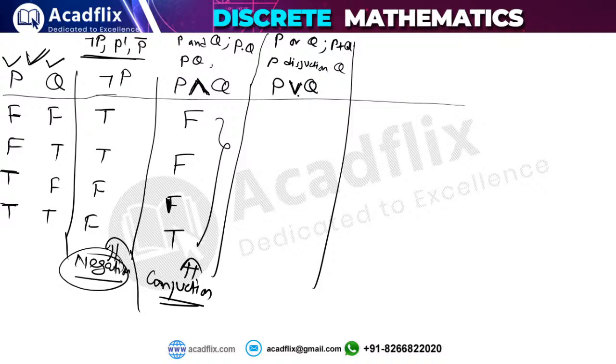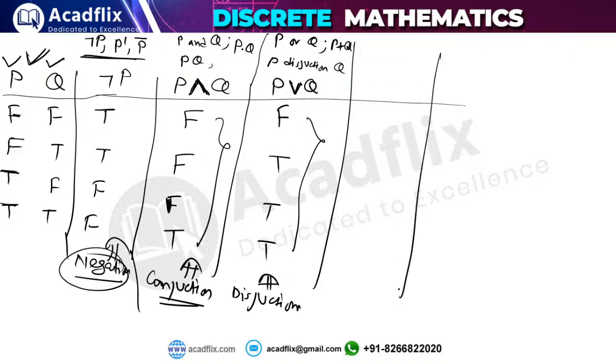This is the symbol for disjunction. It is basically saying p or q, so it will be true if p or q is true. You can see it will be true if at least one of them is true. So it will be true in this case, this case, and this case. But when both are false, then it will be false. This is the truth table, the behavior of the disjunction operation. It is false when both are false. In all other cases, it is true.